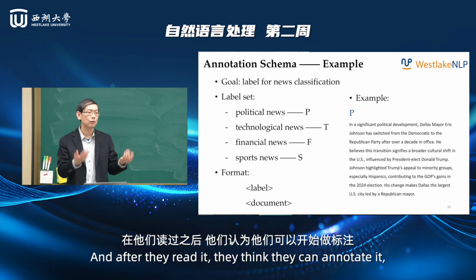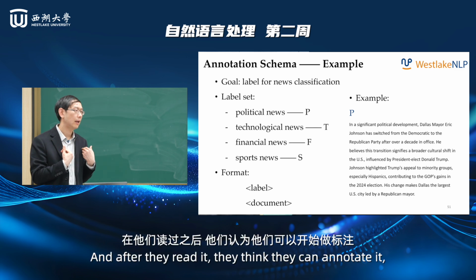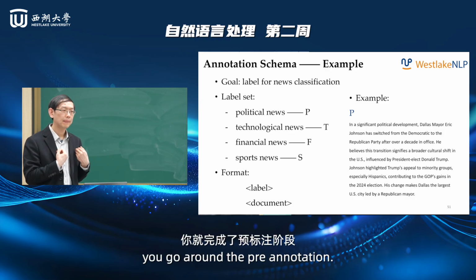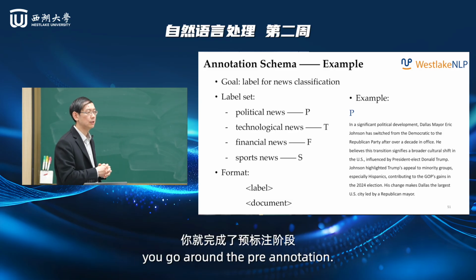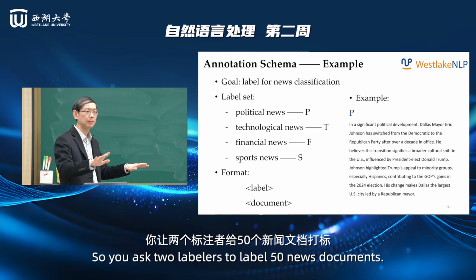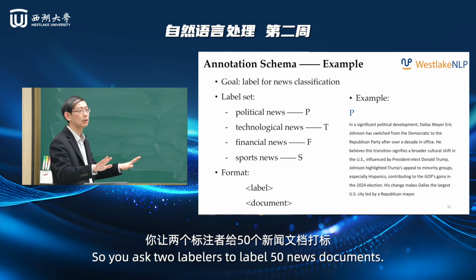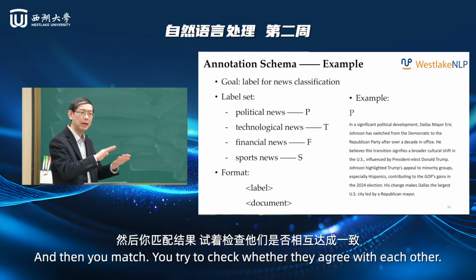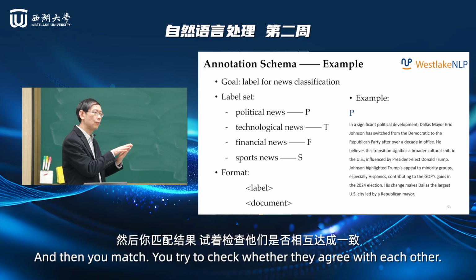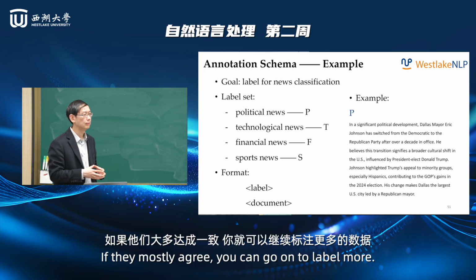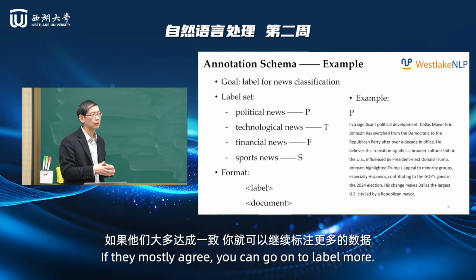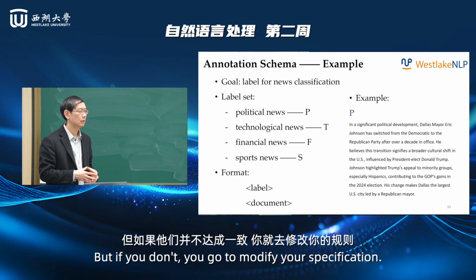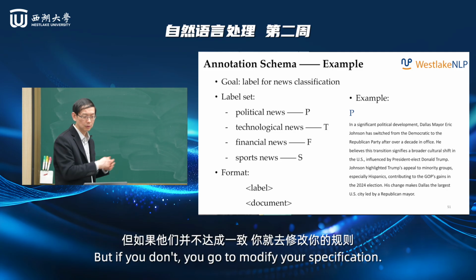And you give an example on the right. After they read it and think they can annotate, you go through the pre-annotation. You ask two labelers to label 50 news documents, and then you check whether they agree with each other. If they mostly agree, you can go on to label more. But if they don't, you go to modify your specification.